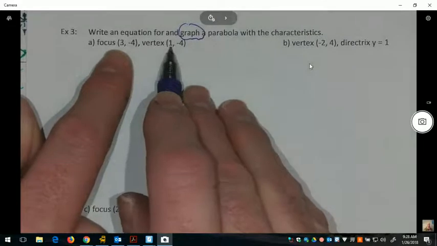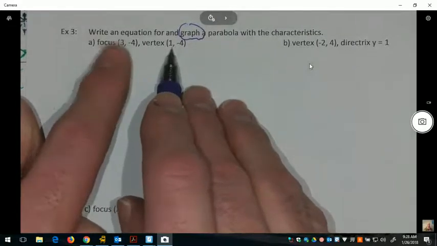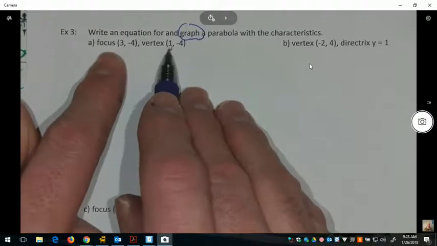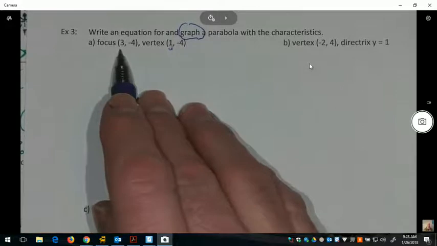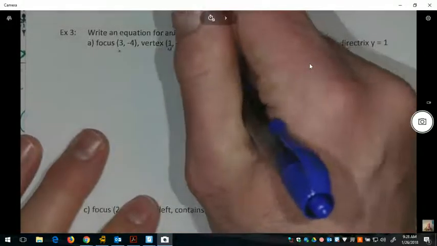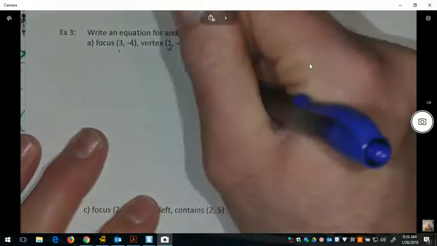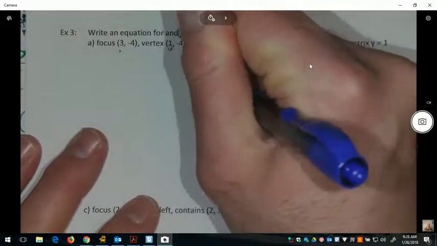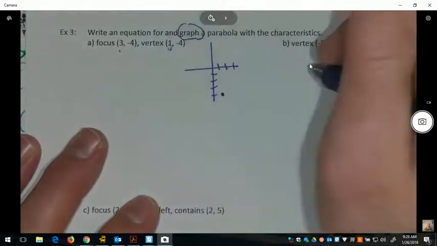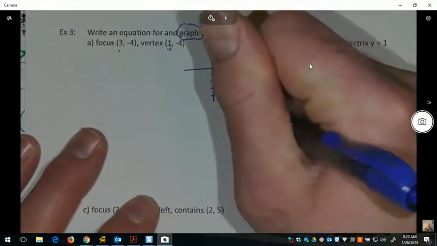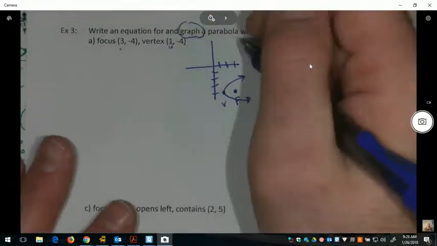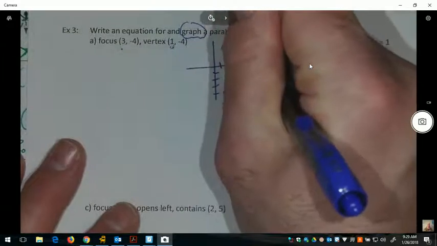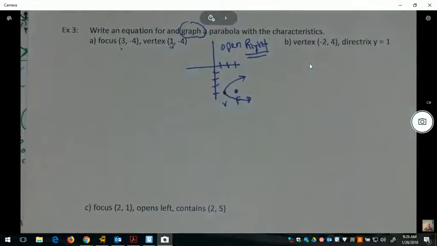And you'll say, oh, the vertex is to the left because it's at 1. The focus is to the right because it's at 3, so it's going to open to the right. But if you need to, you will have graph paper available for you to plot and check that. So 1, 2, 3, 1, 2, 3, 4. At 1, -4 is our vertex. At 3, -4 is our focus. The parabola always opens from the vertex toward the focus. So you know that this is opening to the right. So for some of you, it might just help to plot it to see which direction it opens.